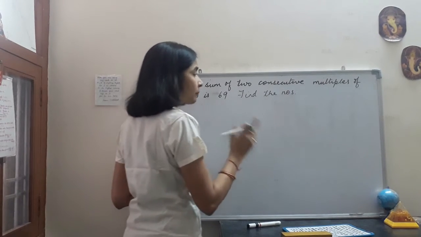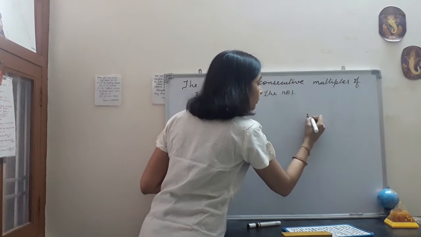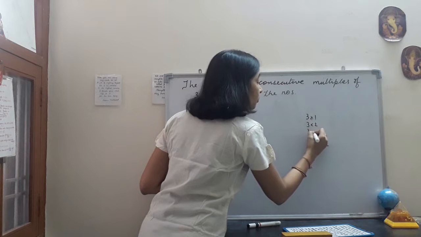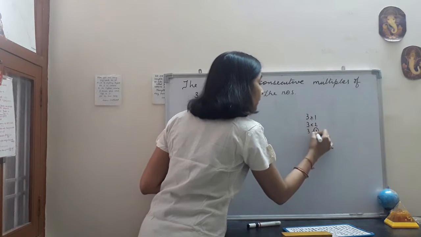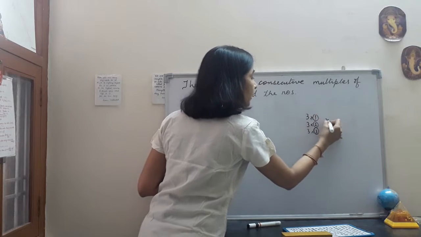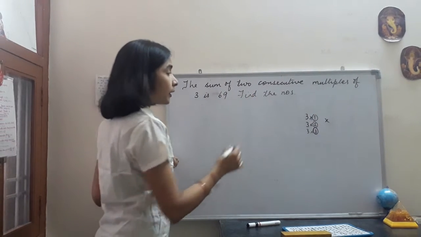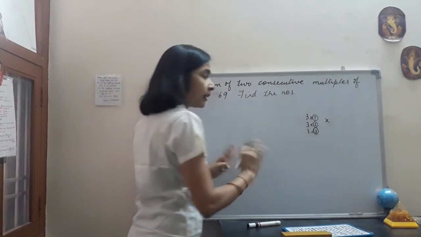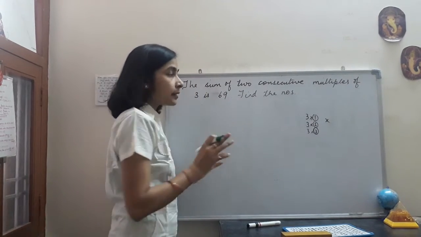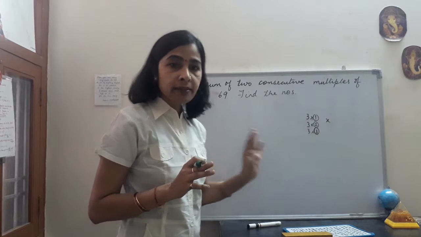So if we want the multiple of 3, then how will we find it out? 3 into 1, then 3 into 2 and 3 into 3. But here we don't know which number this is. Okay, so we will take this number as x. It can be any number here. Multiple of 3 means 3 is multiplied to any number. So let us take that particular number as x.